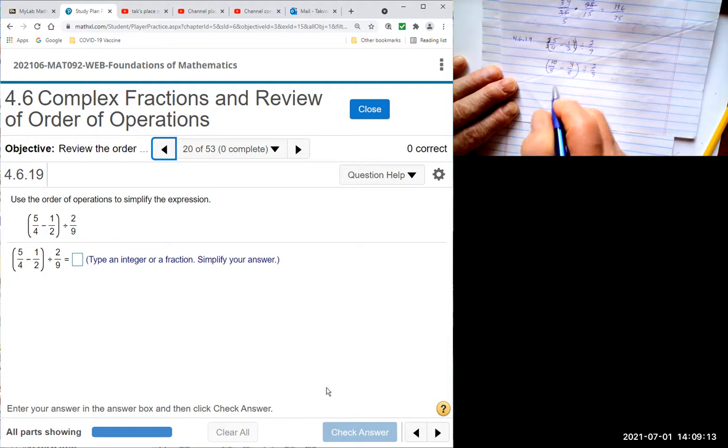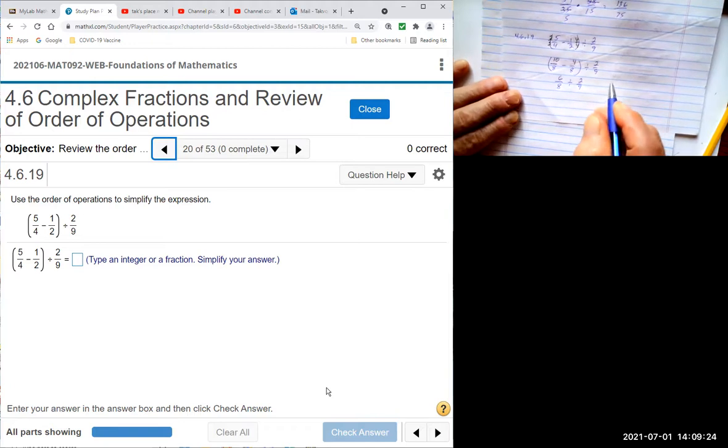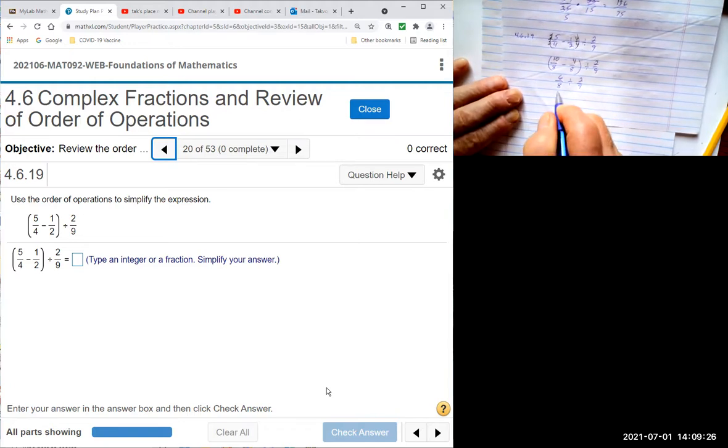Okay, common denominator is 8. I'm going to subtract the numerators. 10 minus 4 is 6 over 8, divided by 2 over 9. I do see that this can reduce. I'm holding off, though, at the moment. I'm going to write the fraction 6 8ths, change division to multiplication, and flip the second fraction. That's 9 over 2.